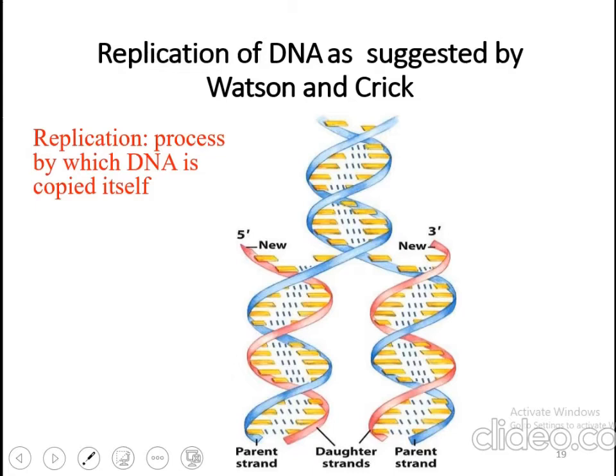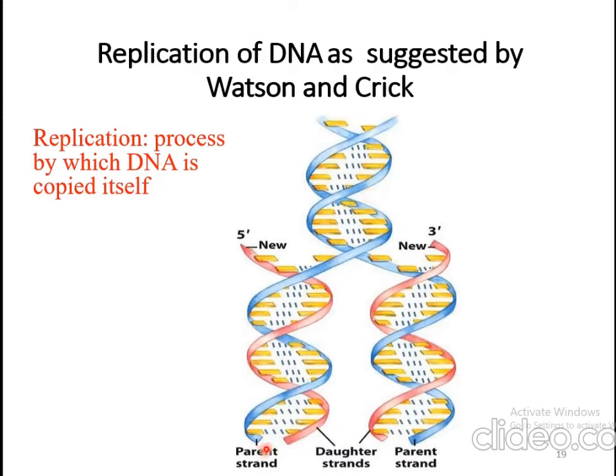What is the replication or duplication of DNA as suggested by Watson and Crick? Dear students, you can clearly see the formation of 2 strands from one strand of DNA, or the formation of 4 helical strands from the 2 helical strands of a single DNA, or the formation of 2 DNA molecules from one DNA molecule. This is known as replication or duplication of DNA as suggested by Watson and Crick, the process by which DNA copies itself.